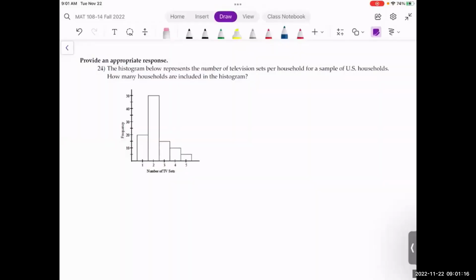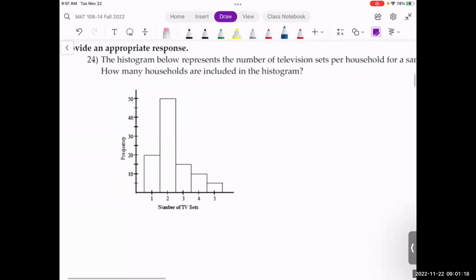So for this example here, what is the meaning of the first bar? The number of TV sets, one TV set. How many families have one TV set? They are 20. All right, so that's 20 families already involved. And then how many families have two TV sets? And then 50 of them, right? So that's another 50 involved, right? Are we okay, guys, with this?